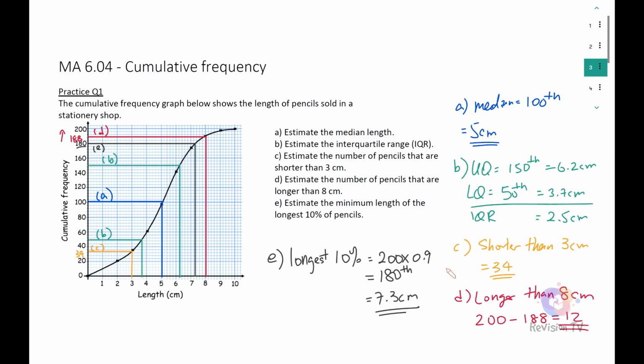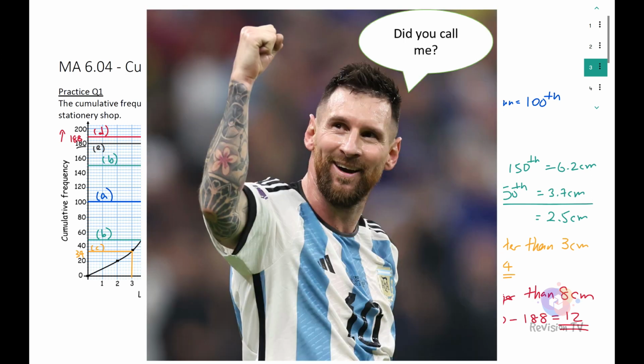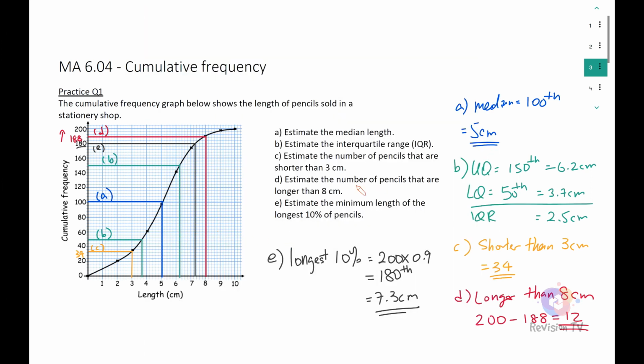Here are the answers. A little bit messy on the graph because there are 5 questions on one. So I've tried to color code it for you for each question. Question A, you can see the color code for each question. So question A uses blue, median, 100th term. C, D, and E are probably slightly trickier.